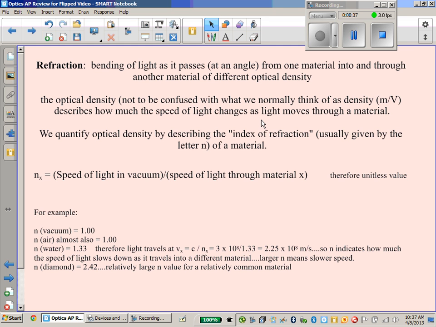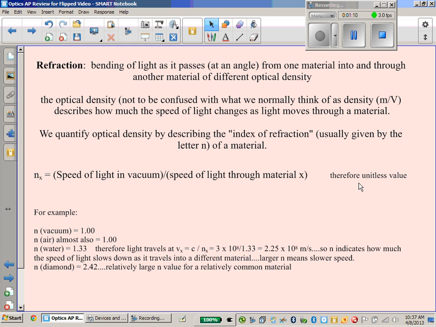You recall last year when we shoot light from a laser into water, for example, it slows down and it bends as a process. And that optical density is described by using something called the index of refraction. You remember last year we used the letter N to describe that index of refraction, which in turn describes the optical density of the material. Index of refraction is something you may not have done very much last year, but it is defined as the ratio of the speed of light in vacuum, which is 3 times 10 to the 8, divided by the speed of light through some material x.